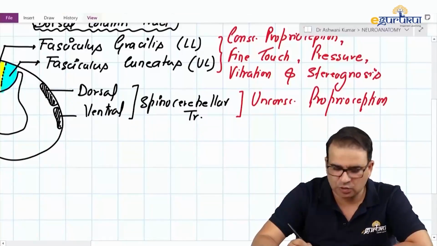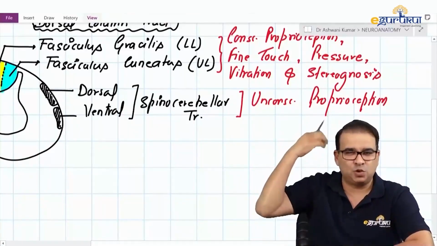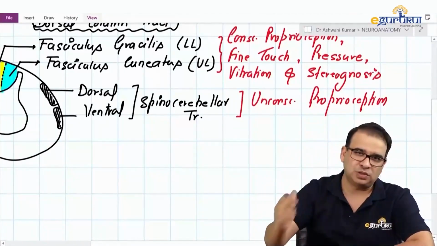Conscious proprioception was going into the cerebrum. That is, it has to go to the cerebral part. Unconscious goes into the cerebellum.